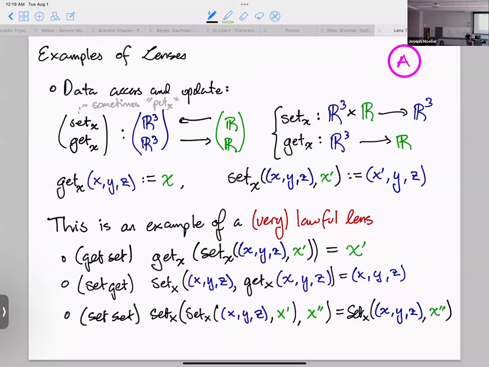Okay. So here's an example, this is appendix exercise A. I think I'm going to skip it, but this is an example of a view update lens. So this is the sort of traditional thing that a lens is supposed to do. Here you can see our two functions. This is just another good example of a lens, right?